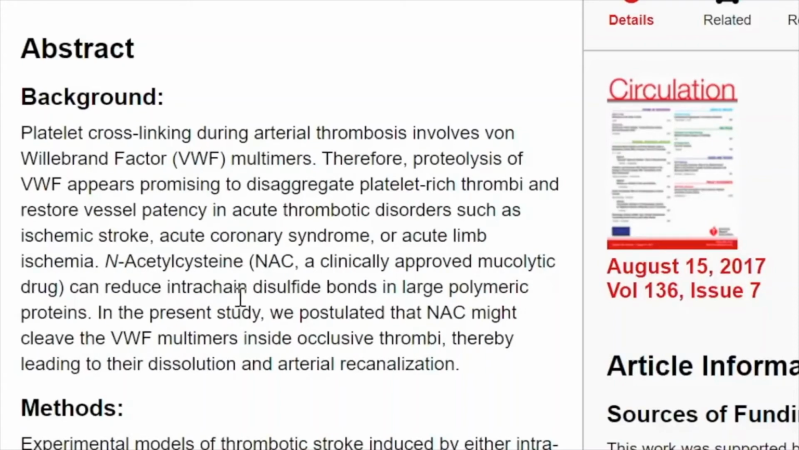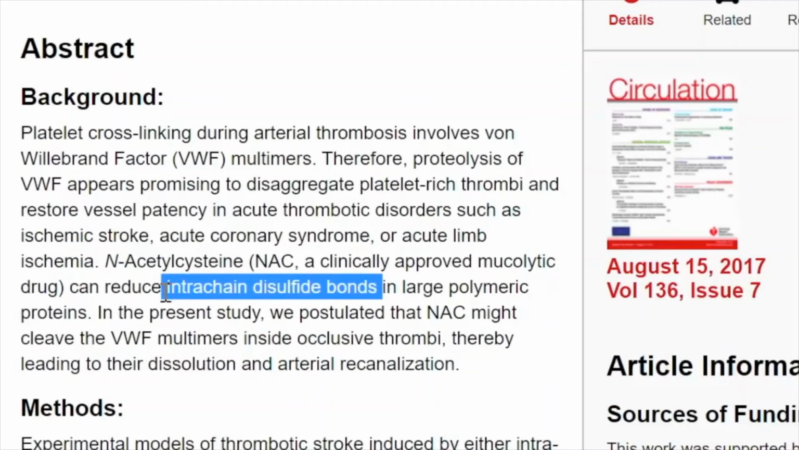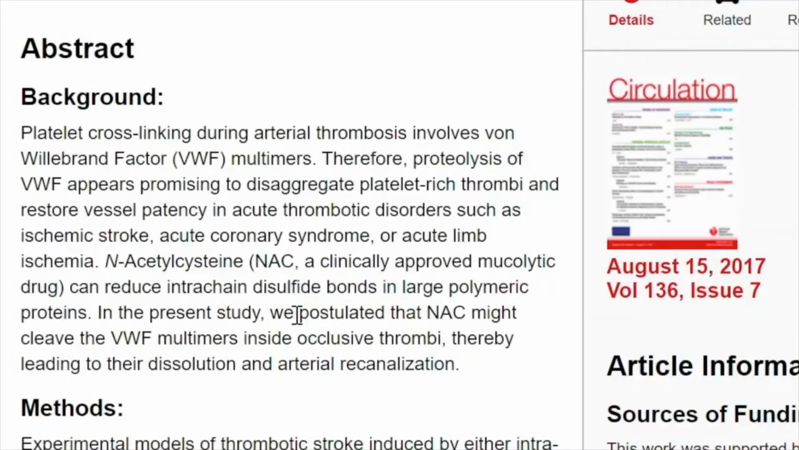NAC, or N-acetylcysteine, can reduce intrachain disulfide bonds. There it is. Remember what we said? That N-acetylcysteine can actually break up these S-S bonds. Well, here is a place where it might be able to help in terms of breaking up these clots.